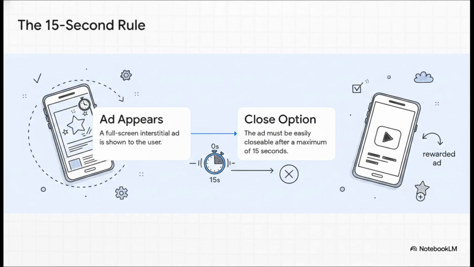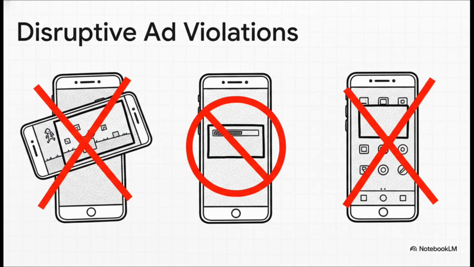Now, the only exception here is for rewarded ads, where a user specifically agrees to watch longer to get some kind of in-app reward. And hey, the rules on annoying ads don't stop there. Here's a quick rundown of some other major violations. Ads that pop up in the middle of gameplay or right when a level starts. Totally forbidden. Same goes for ads that show up on your app's loading screen. And absolutely no ads that follow the user back to their phone's home screen after they've left your app. The ads have to stay inside your app experience.